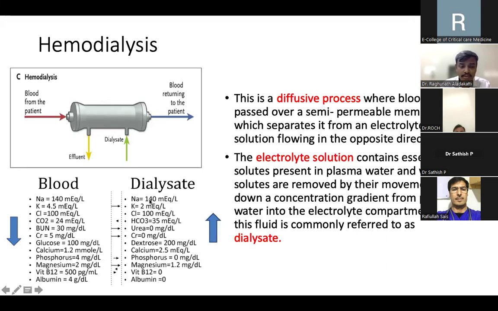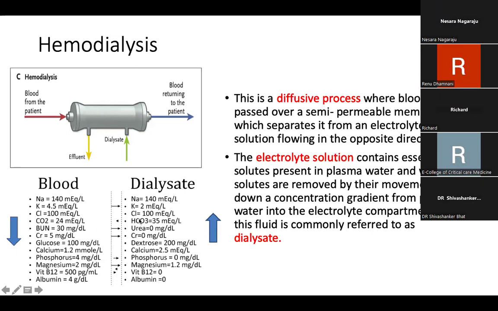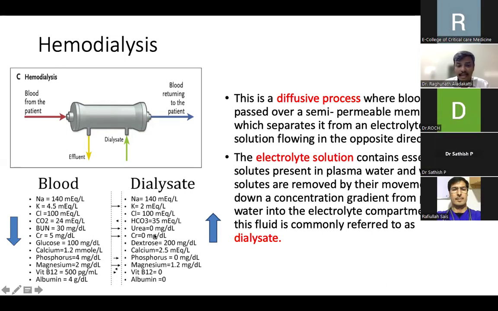Example I can show you here. Sodium, if it is normal on both sides, is not moving out. Potassium is high in blood and low in dialysate, so potassium is moving out. Means in a patient coming with acute renal failure and hyperkalemia, the dialysate has a low concentration, so potassium comes out of the blood. Chloride is the same. If you see here bicarbonate, and blood urea is 30 while dialysate urea is 0, so blood urea comes out and enters the dialysate. Creatinine comes out like that. Magnesium, if it is high, comes out like that.